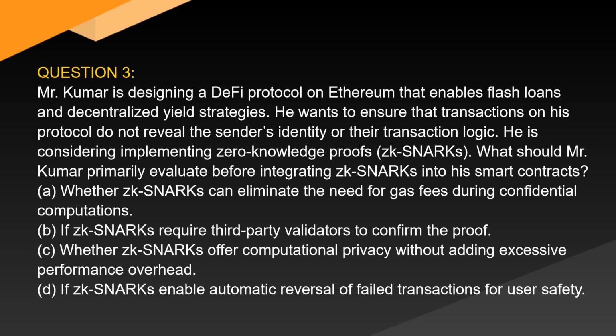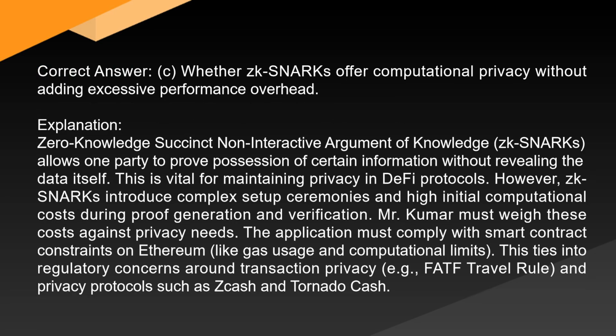A. Whether zk-SNARK can eliminate the need for gas fees during confidential computations. B. If zk-SNARK require third-party validators to confirm the proof. C. Whether zk-SNARK offer computational privacy without adding excessive performance overhead. D. If zk-SNARK enable automatic reversal of failed transactions for user safety. Correct answer: C. Whether zk-SNARK offer computational privacy without adding excessive performance overhead.